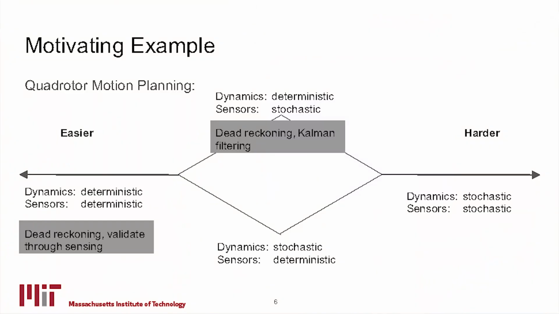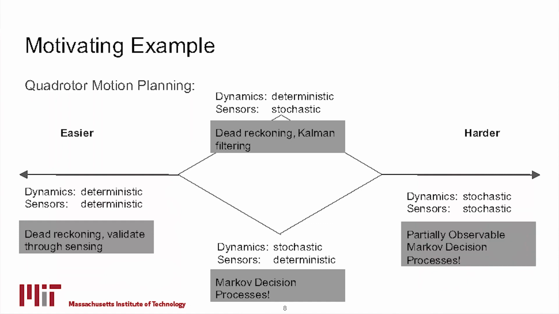Then towards the bottom, we have stochastic dynamics and deterministic sensors. So in this case, maybe there's some uncertainty in our actions, but we can validate through sensing. This is where we're going to spend the next section, on Markov decision processes. And then briefly, later in the lecture, we're going to talk about this most difficult case, which is the stochastic dynamics and stochastic sensors. Our execution, maybe, maybe not. Our sensors, maybe a little bit of noise. And this is where we see partially observable Markov decision processes.